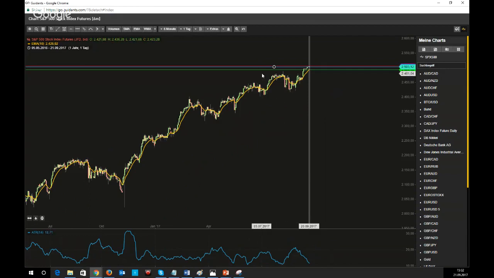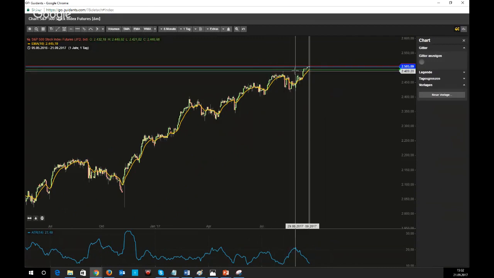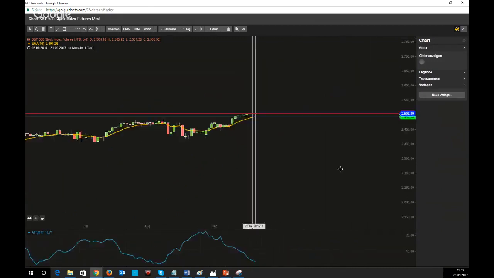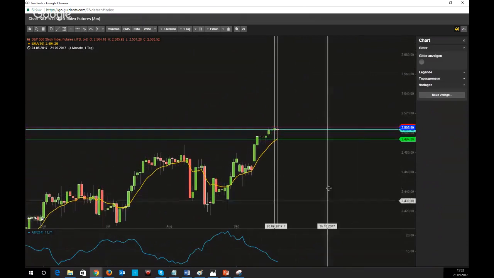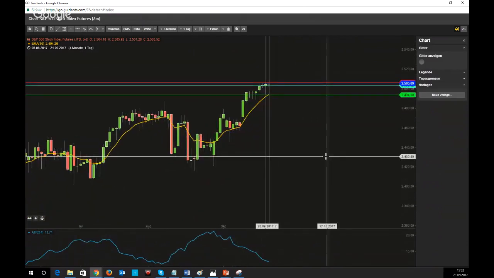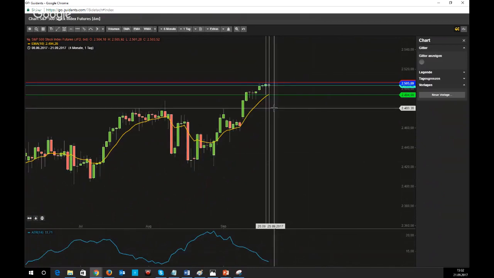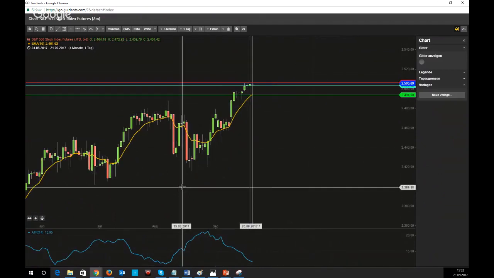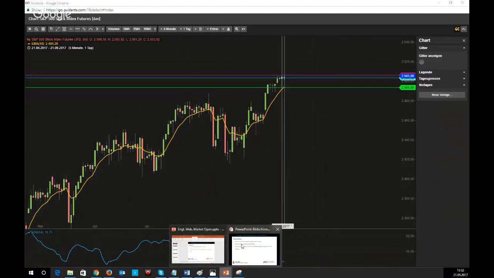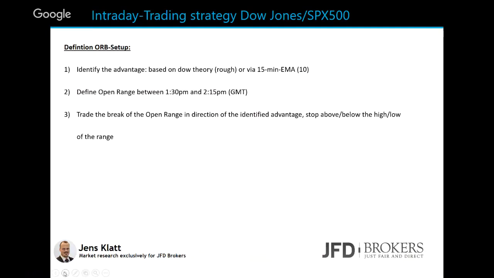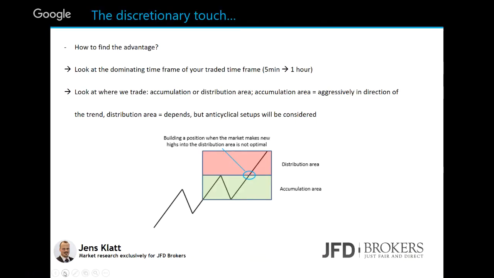Some might say, hey, when we broke to new all-time highs here, when we broke above 2,490, isn't that the moment when we are trading in something you usually call the distribution area? Yes, in fact. So what I'm talking about is the following. Just let me give you the chart here. I usually call it the so-called discretionary touch, but if you just imagine that this is the S&P right now, you can see that the market obviously had it here, based on my personal definition, in a red area. It's the so-called distribution area.